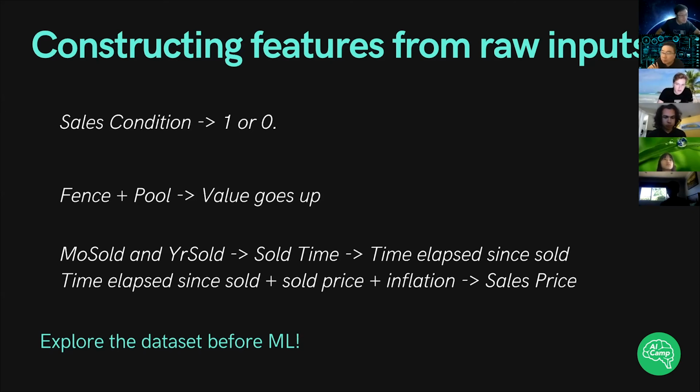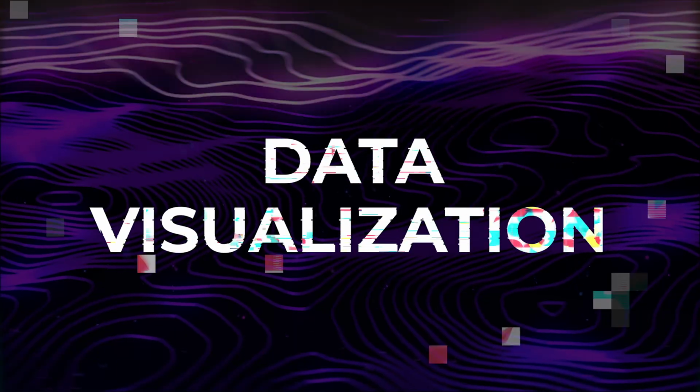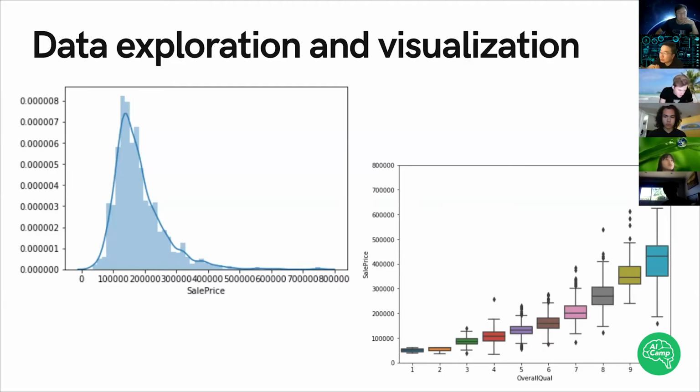The fence or pool value goes up, right? Month sold or year sold, plus how much time between the last sale price, or the inflation rate, you can predict the sales price. This is why you need to explore the data set before machine learning. So these are data exploration and visualization.